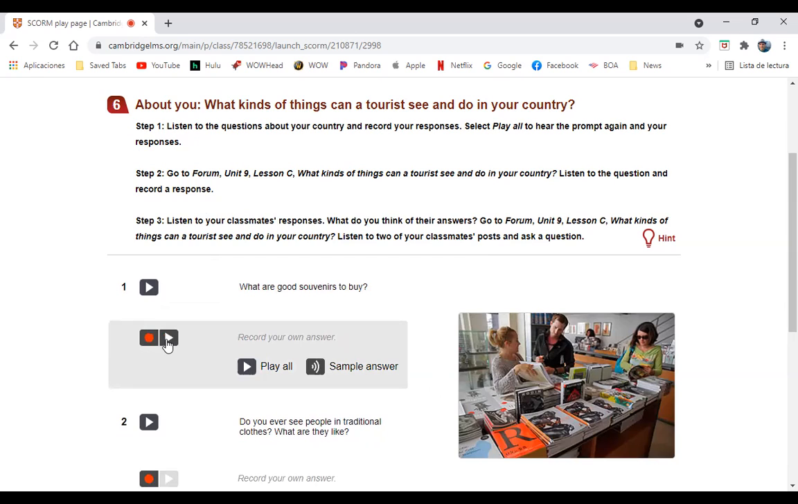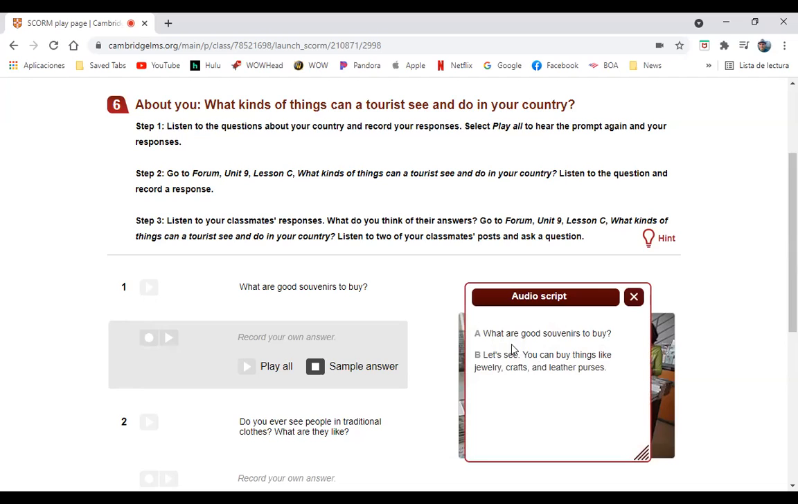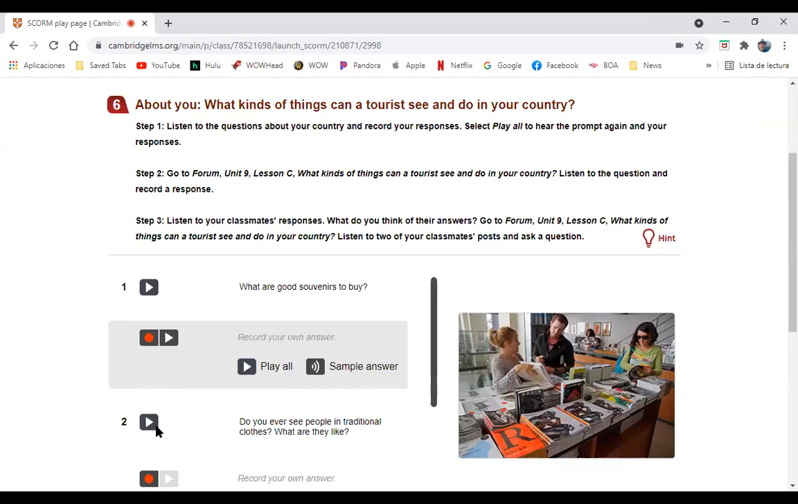So this is for your practice. You can play it or you can hear a sample answer like this. What are good souvenirs to buy? Let's see. You can buy things like jewelry, crafts, and leather purses. That's the example, in case you don't have any idea. Then continue with the next exercises.